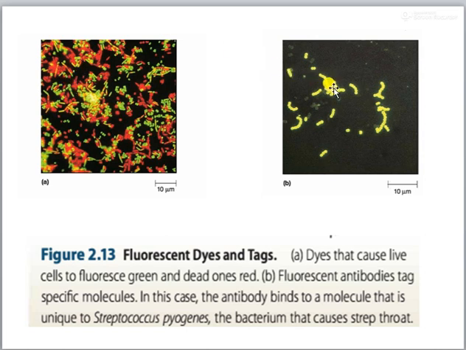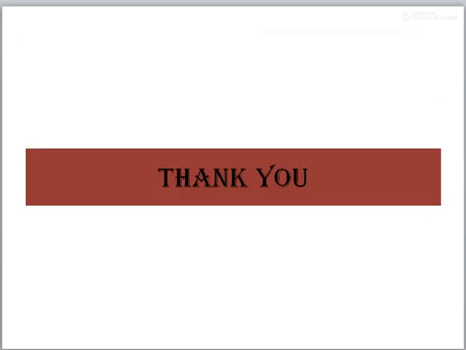And this is another case where fluorescent antibodies tag specific molecules. Here the antibody used in this figure binds to a molecule unique to Streptococcus pyogenes, which is responsible for causing strep throat. So these are the two uses of fluorescent dyes as well as tags. The first one is live-dead distinguishing, and the second is a case where a pathogen is detected using fluorescence microscopy. So I guess you are clear with this session.